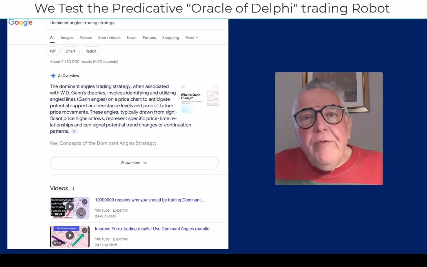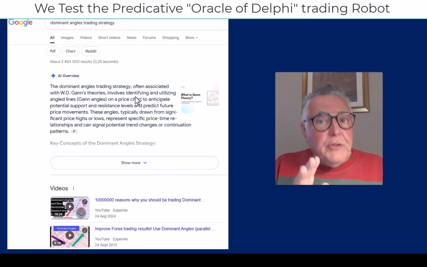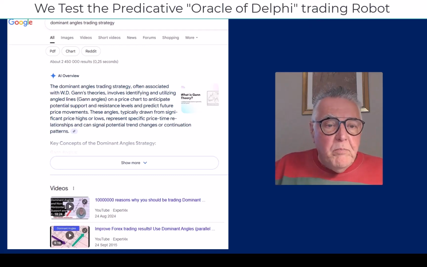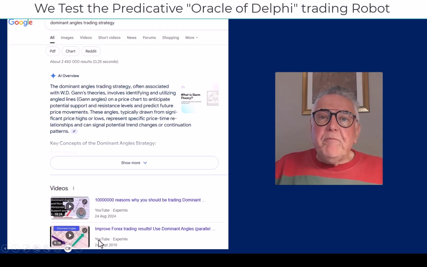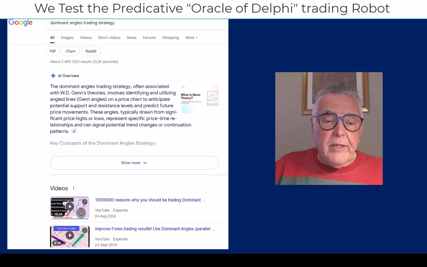Now, if you want more information about dominant angles, because this system uses dominant angles, I've just Googled dominant angle trading strategies. There they are, and you can see I've got 2 videos on Google, but I've most probably got a lot more. So if you just go to YouTube and search for dominant angles, you'll get a whole lot of information on that.